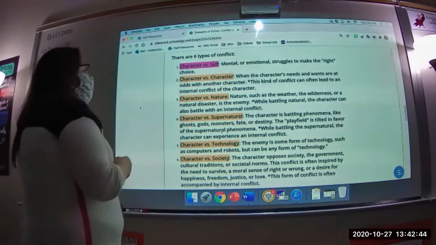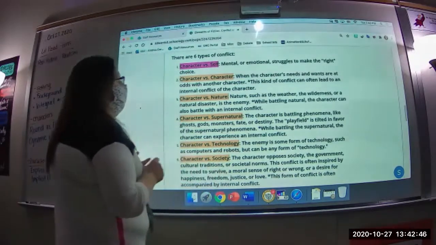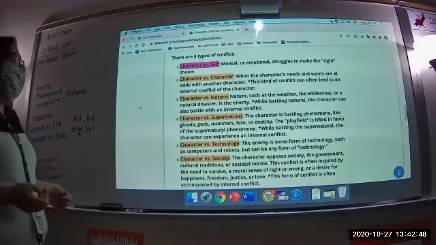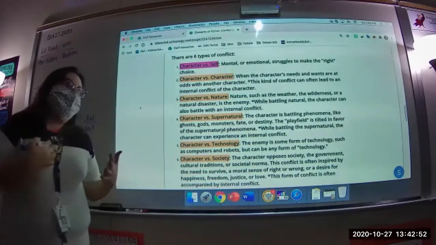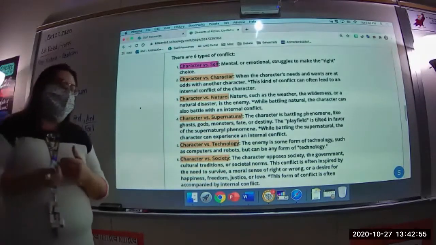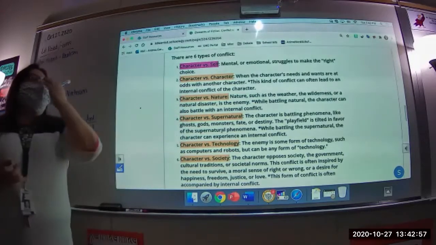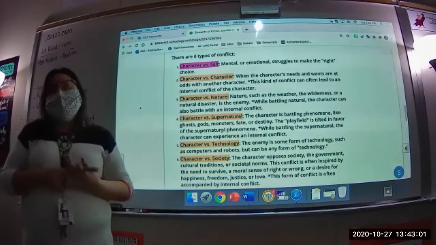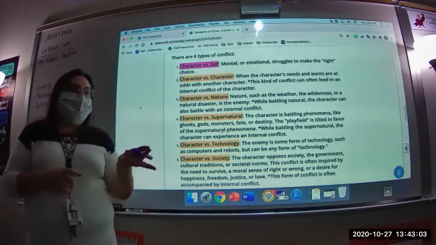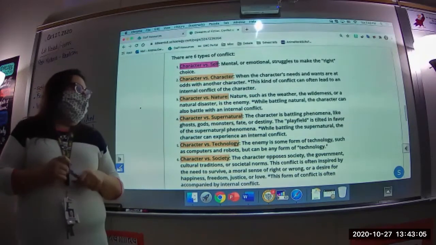Then we have character versus nature. Nature such as weather, the wilderness, or a natural disaster is the enemy. So again, while they're battling nature, it does tend to have internal conflict. Some movies that you might know are like 2012. They said Sharknado. That would definitely be one, yeah.